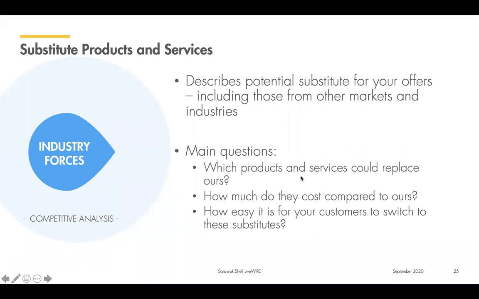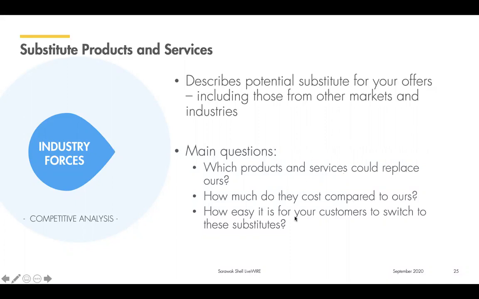Which products and services could replace ours? How much do they cost compared to us? For example, people looking to have a good time with their family. Some people might opt to travel. Before COVID, people would travel to Australia or Singapore, go to a theme park, right? So the substitute product might be just going out for a meal or something, right? So these are what we mean by substitute products and services. How much do they cost? Obviously, traveling will be more expensive than just going around within your city, right?